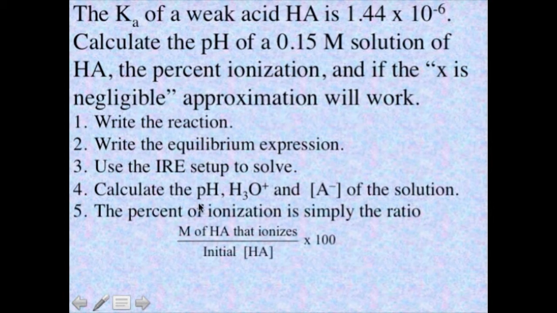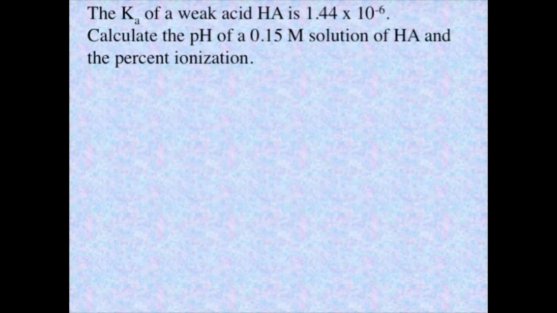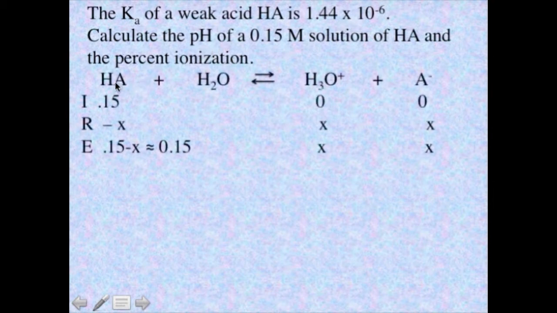And then calculate the percent of ionization, which is simply the ratio of the HA that ionizes divided by the initial concentration of the weak acid. And finally, if the percent ionization is less than 5%, the X is negligible approximation will work. So here's our question. The Ka of a weak acid is 1.44 times 10 to the minus 6. Calculate the pH. So we set it up, we write the reaction out, and we write the ICE setup.